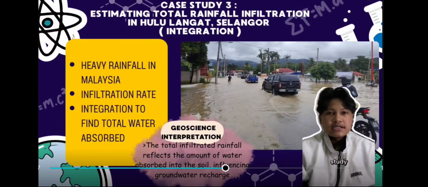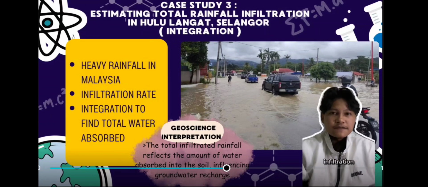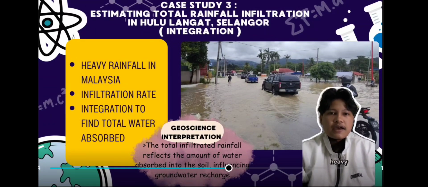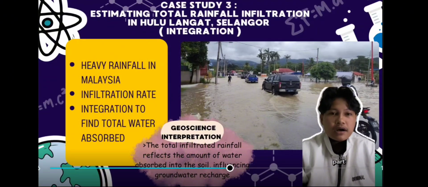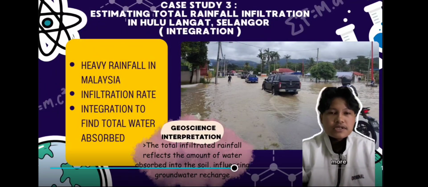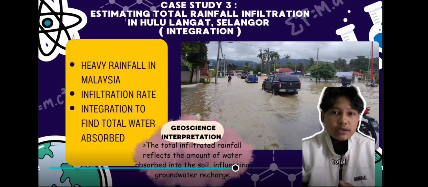In this case study, we are examining rainfall infiltration in Hulu Langat, Selangor, an area that frequently experiences heavy rainfall. When it rains, part of the rainwater infiltrates into the soil, and the infiltration rate gradually decreases as the soil becomes more saturated. To determine the total amount of rainwater that infiltrates into the soil, the method of integration is used.